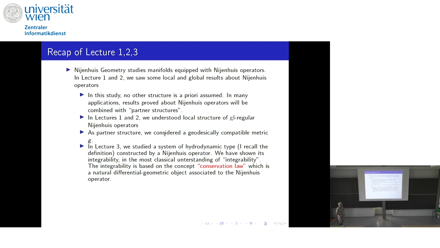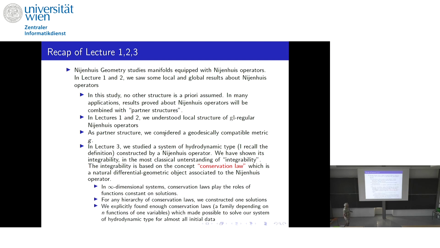So it's actually a solution of some system of PDE with data given by the Nijenhuis operator. In infinite dimensional systems, any PDE system is infinite dimensional. You have infinitely many freedoms to choose the initial data. Conservation laws play the role of functional constants of the solution. This is what I kind of even proved. And then for any hierarchy of conservation laws, we construct one solution.